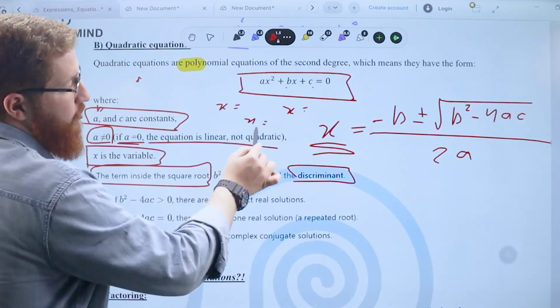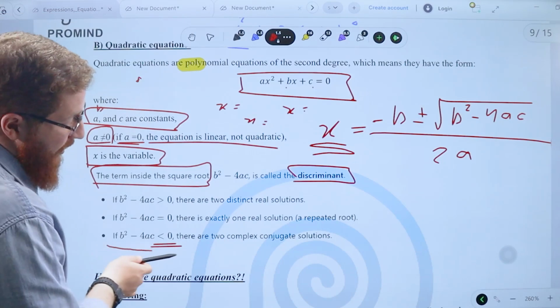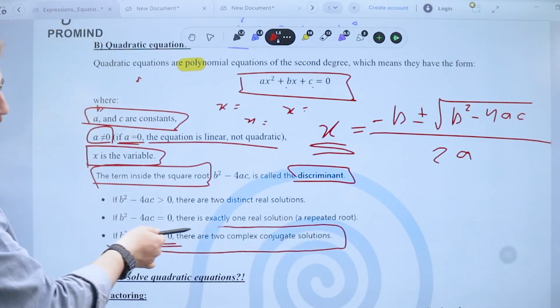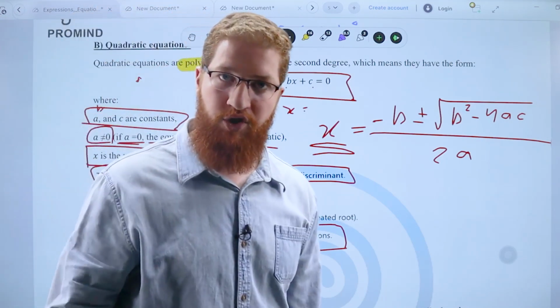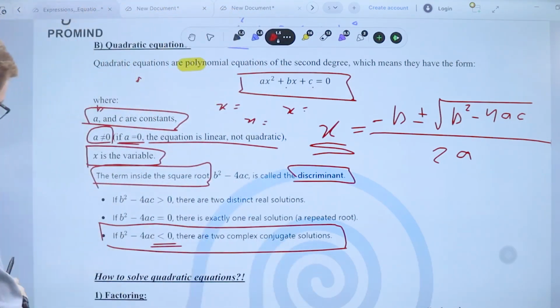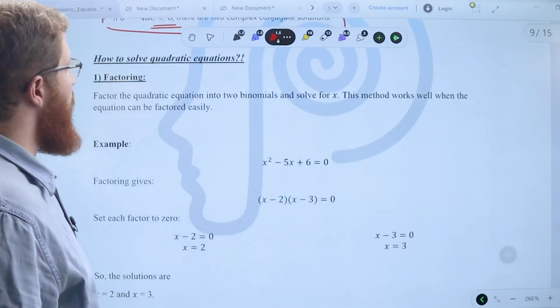When I said that we don't have a solution, I was talking about real solutions. Then what do we have? We have two complex conjugate solutions. The solutions will be complex numbers.